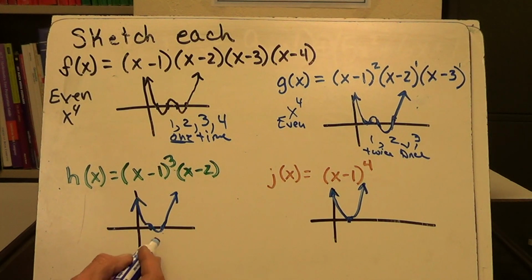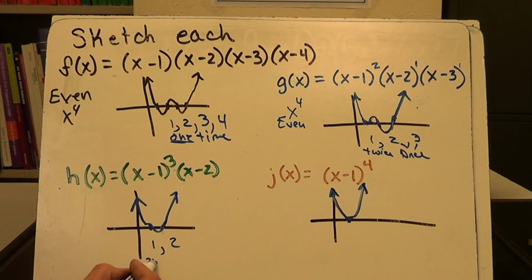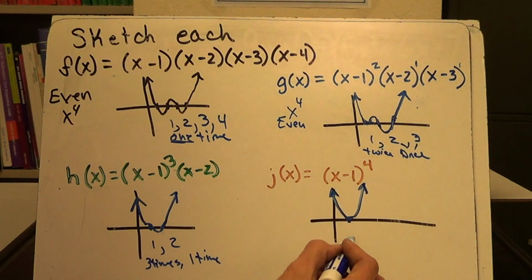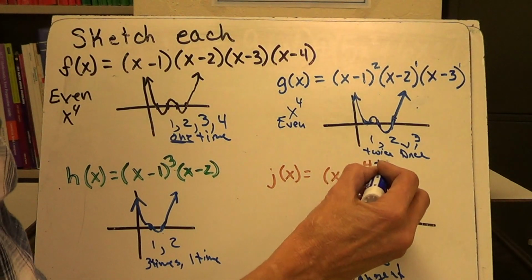Okay? Here, I have 1 and 2. This is 3 times. Since that's odd, it means it goes through. And this is 1 time. Odd, it means it goes through. This one is at 1, but it occurs 4 times. Being even, that means that it's tangent. Okay? This twice means tangent as well.